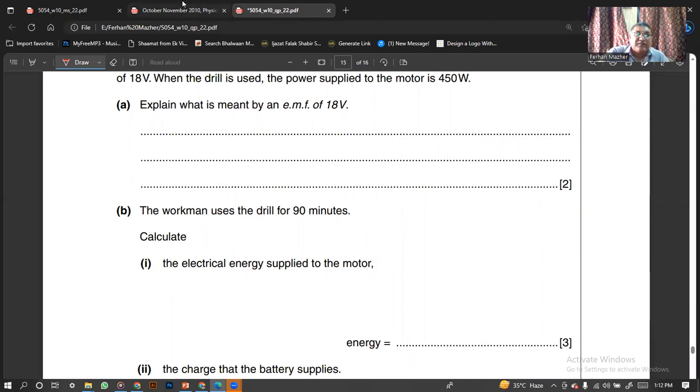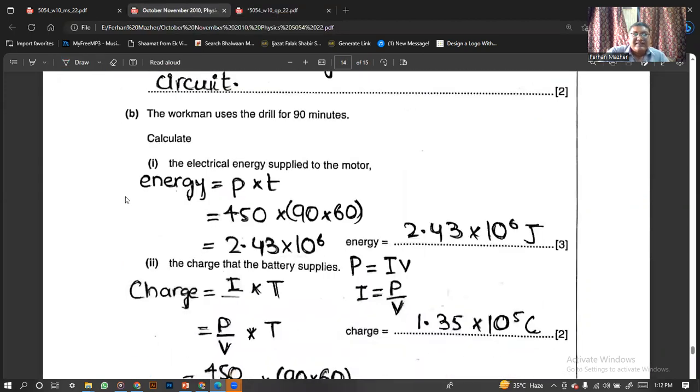It's up to you, whatever you want to do. For example, here I have calculated the electric energy in joules. Energy is power multiplied by time. When you want to calculate the electric energy in joules, you take the power in watts and the time in seconds. That's why here we have put 450 multiply 90 multiply 60. We have converted the time into seconds.